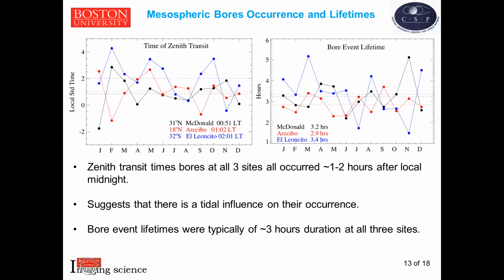Here is the time of zenith transit of the bores over each of the sites. And you can see that they're all pretty consistent, and that the average occurs roughly about 1 or 2 hours after local midnight at each site, and that's quite consistent. That suggests there is some sort of tidal influence in their occurrence, because the tides at that height, whether they be semi-diurnal or diurnal, tend to be relatively stable over days.